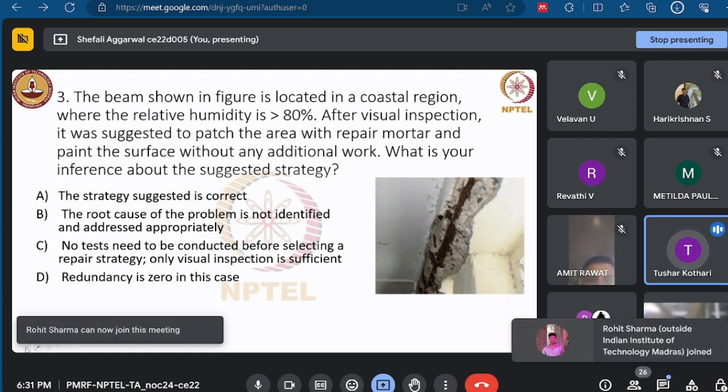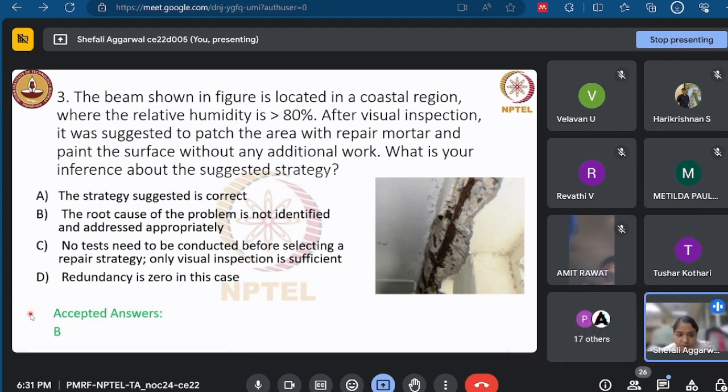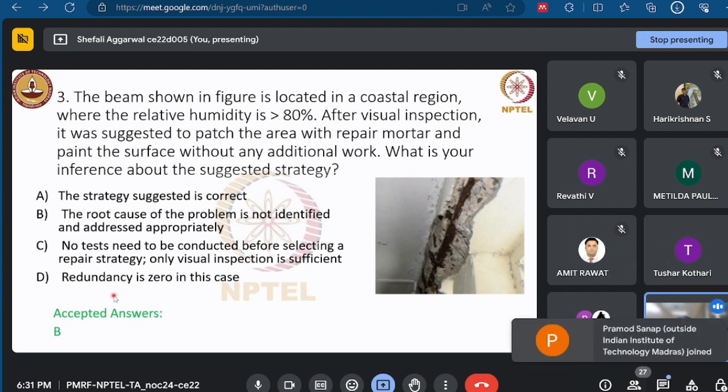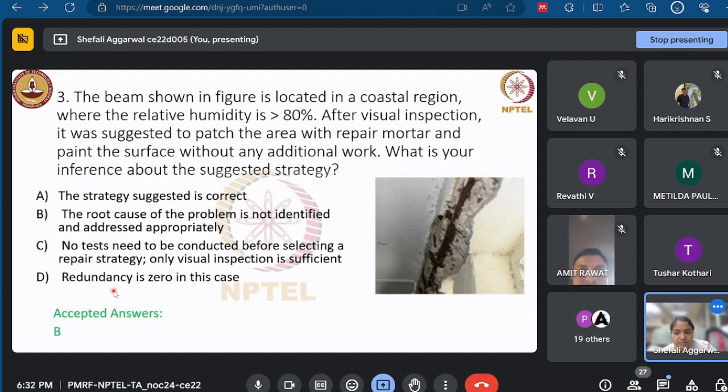Ma'am, is it related to the redundancy of joints which we study in structures? No, that won't come here. It's just simple: we'll say multiple repairs. Statistically, redundancy is not zero in this case. So the answer is B: the root cause of the problem is not identified and addressed appropriately. Is it clear? Can we go to the next question then? Yes.